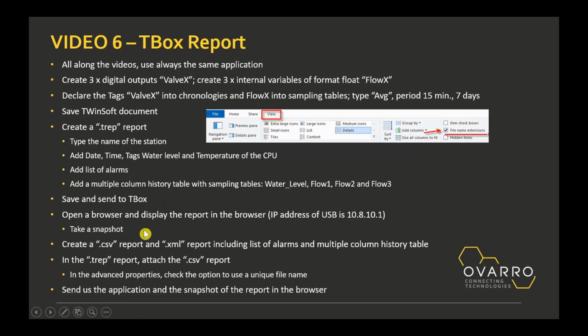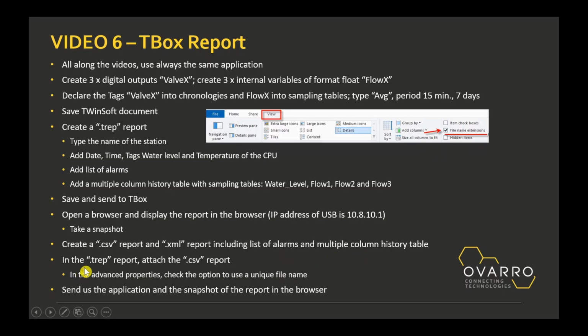You open a browser and you display this report into the browser. If you communicate through USB, the IP is 10.8.10.1, and remember that the report with extension TREP corresponds to a text file in TBox. So you type the name of the report .txt. You take a snapshot. You create CSV and XML report including tables, list of alarms, and multi-column history.